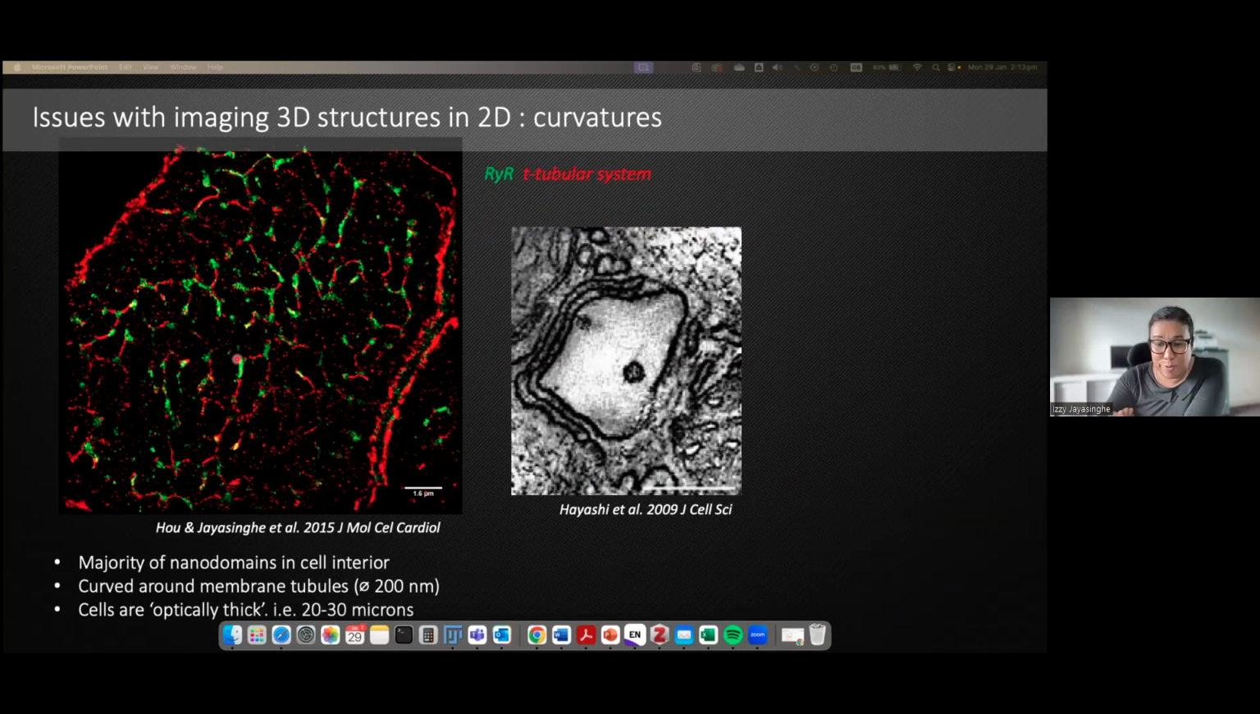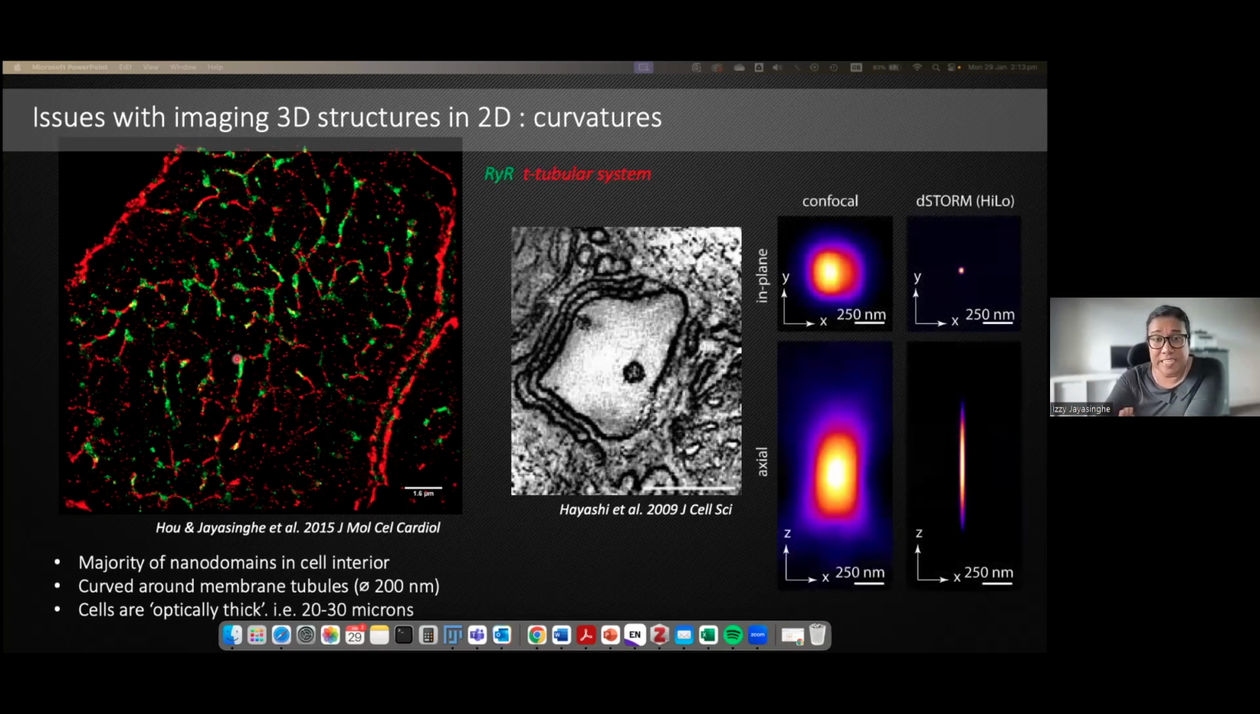And the problem is, from an imaging point of view, if you were to image optically, let's say these are confocal and effective d-STORM point spread functions shown to scale against this EM, if you blur that structure with this kind of blurring function, you're going to lose a lot of that curvature information, or the three-dimensionality of it. And that was really the problem presented to us.